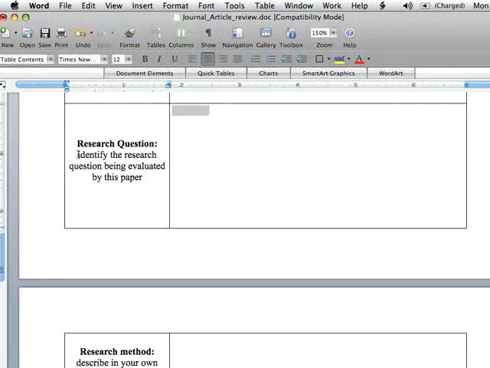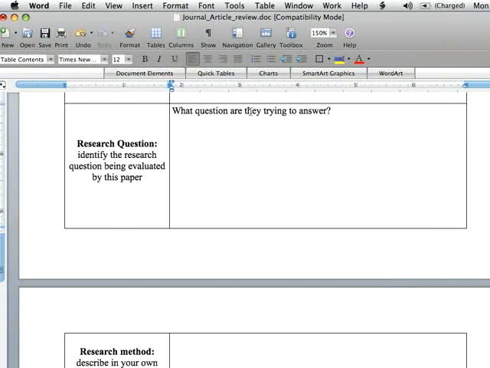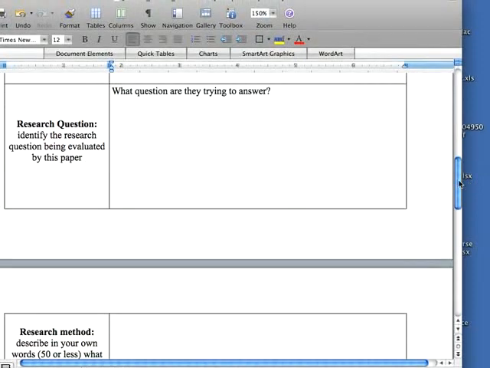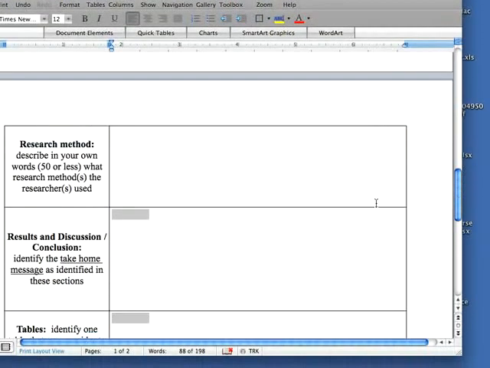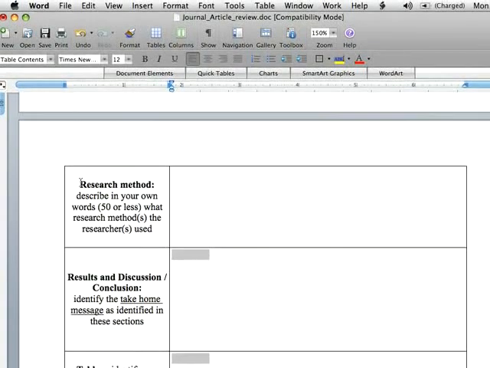Okay, now there's no section called research question. But what you want to try to do is identify what the authors are trying to do here. What question are they trying to solve? So basically, what question are they trying to answer? That's what you're trying to do here. And most of the time the question they're trying to answer should be the title, so that should be helpful. Research method, again, unless you wanted to replicate this, you typically wouldn't read the method.